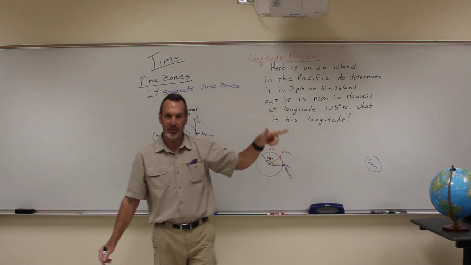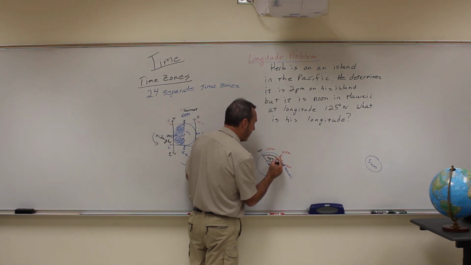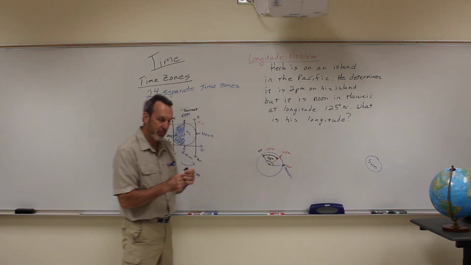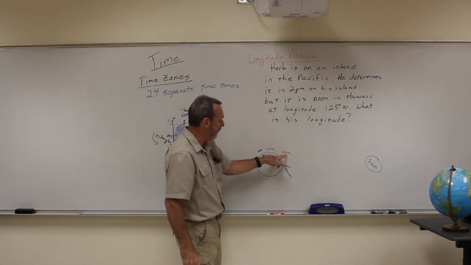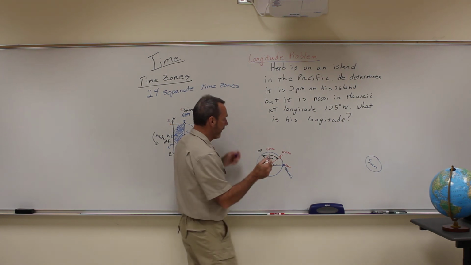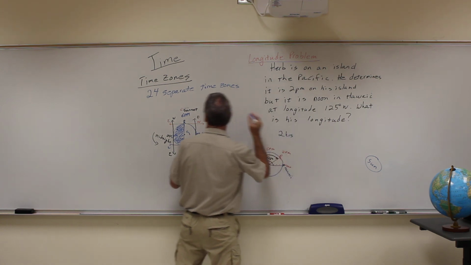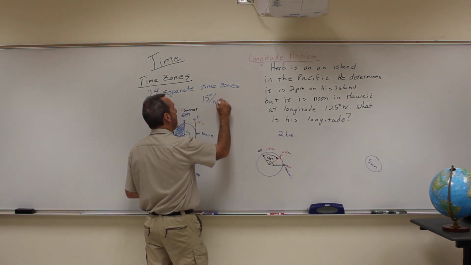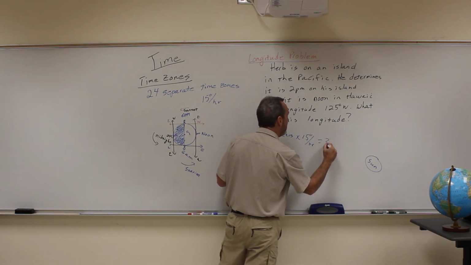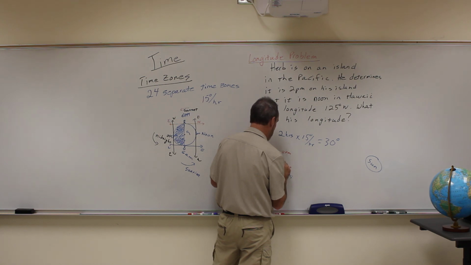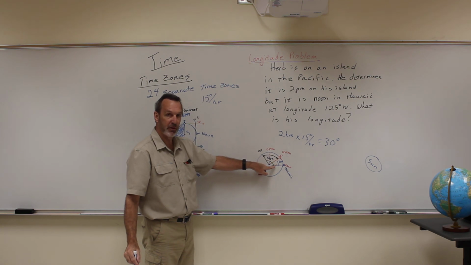That's what longitude means. But I want to know what the longitude of Herb is, so I want to know what this angle is. To do that, all I do is say, how many hours difference is it from 2 p.m. to noon? This is a 2 hours difference. And we already figured out that there's 15 degrees per hour. So 2 times 15 is 30 degrees. So that angle from Hawaii to Herb is 30 degrees.